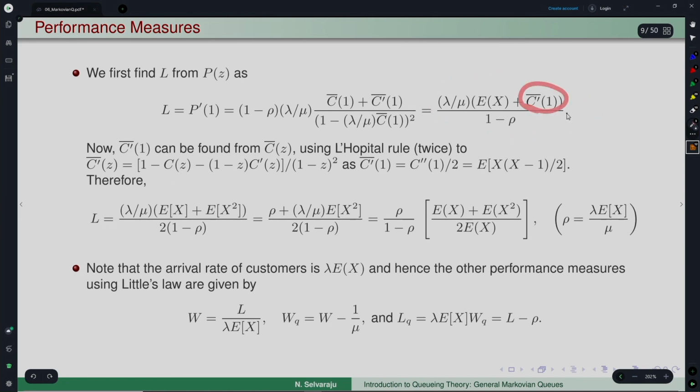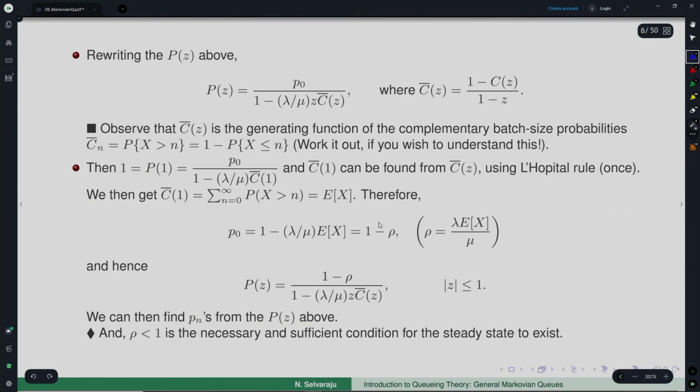Still we want C bar dash of 1, meaning the derivative of this C bar function evaluated at the point 1. This can be found again from the C bar Z, but now you have to apply L'Hopital's rule again. After finding this, you will see that you have to apply L'Hopital's rule twice to arrive at this expression. In a similar way, there also you would obtain C dash 1, but it does not matter.